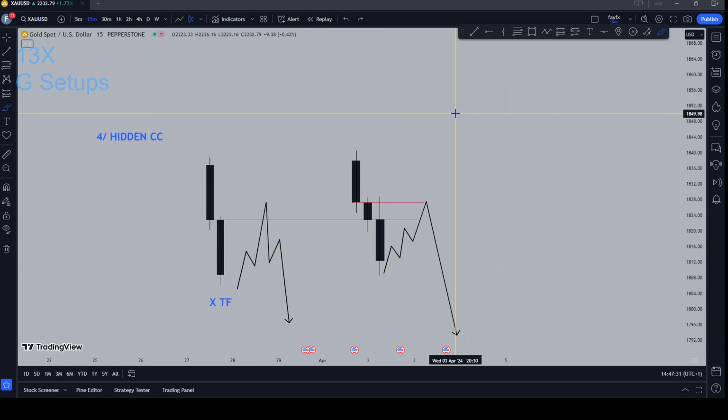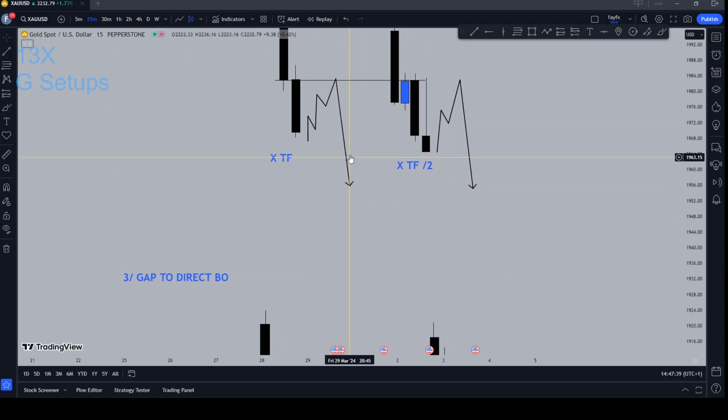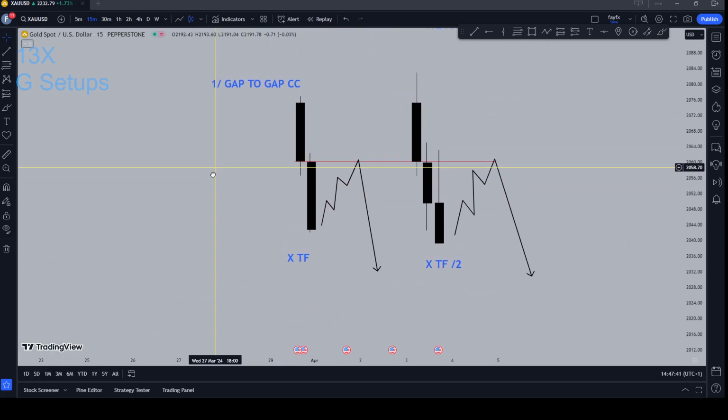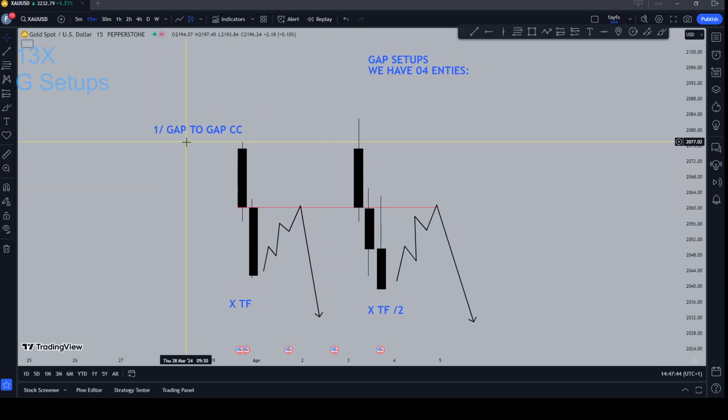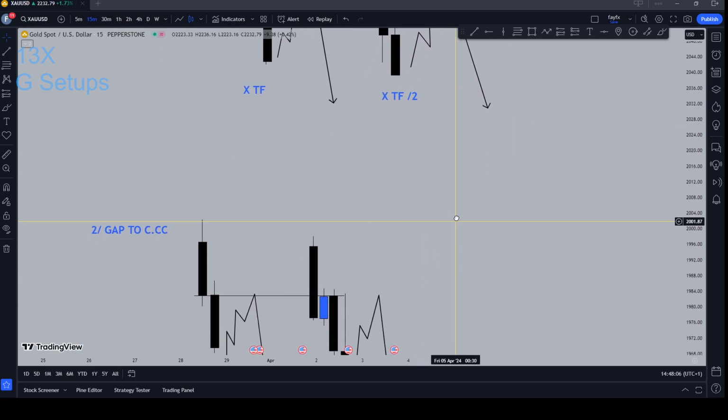Those are the four setups, four entries for a gap. Let's do a short recap. The first one is a gap to gap CC. On X time frame, we have a gap. And when we go one time frame lower, we find a gap CC. Price will go up, touch that level, and go down. We can instantly sell here once price reaches that level.